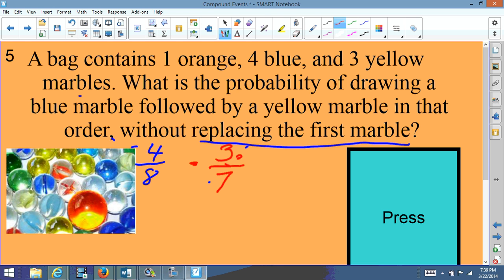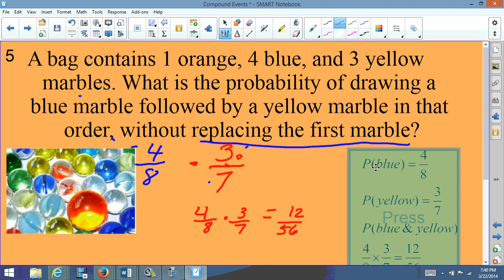So since there are 3 yellow marbles left in the bag, because we took out one blue, we can now use our counting principle, which we'll talk about a little later, which tells us for compound probability we have to multiply these fractions. So 12 will be our numerator and 56 will be our denominator. So our answer will be 12/56.